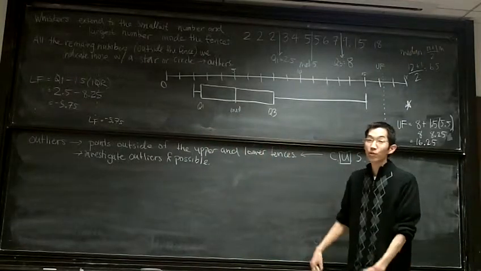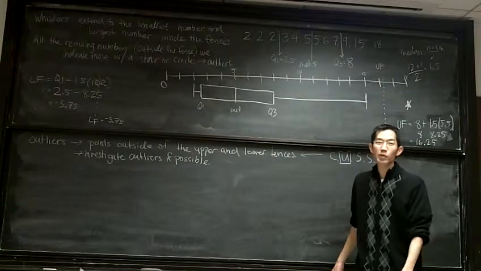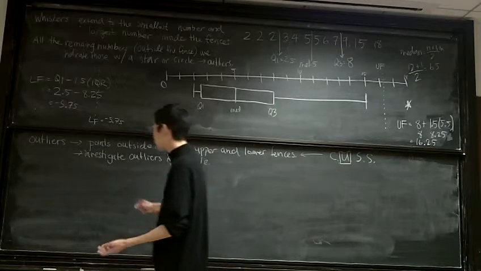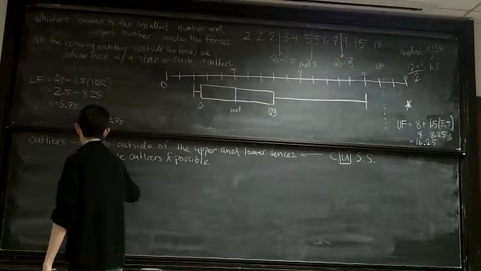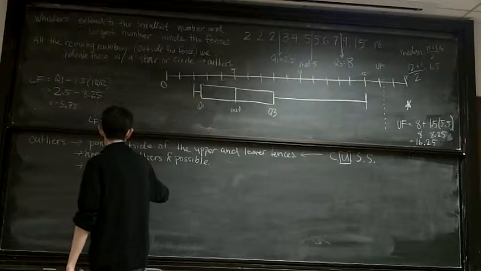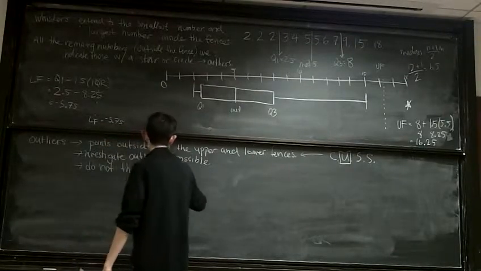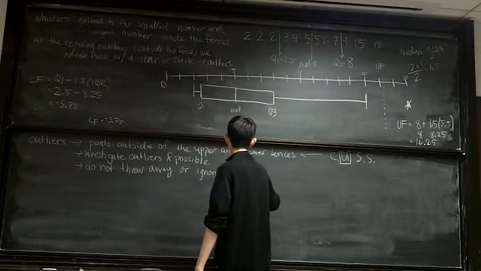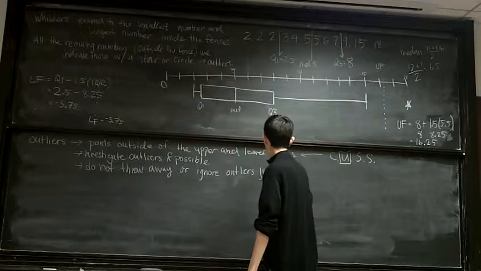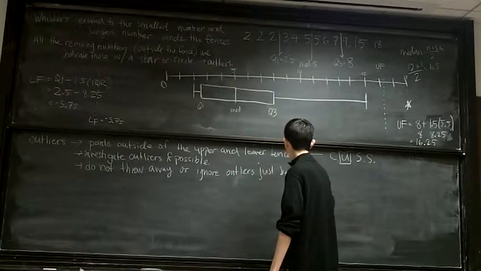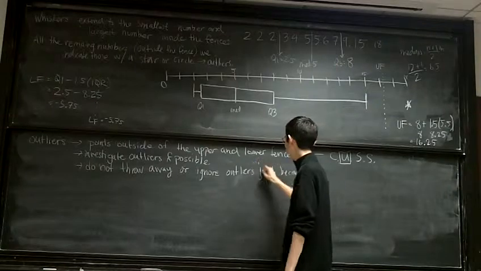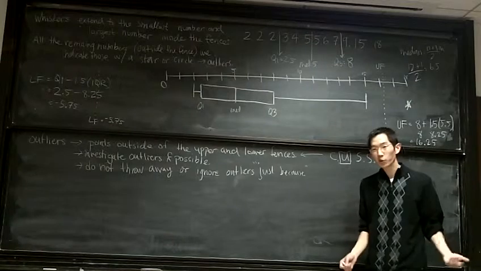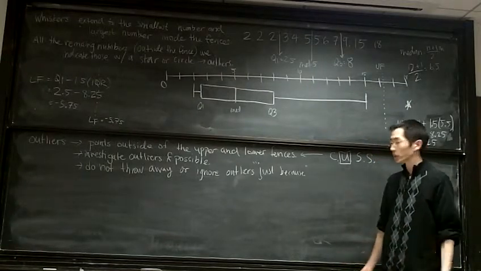Okay. Never throw away an outlier just because, okay? Sometimes an outlier is inconvenient and throws off your results, okay? But you should never throw it away just because, okay? Do not throw away or ignore outliers just because. Okay, so investigate. If there is a justifiable reason to remove this point, then you can. But you shouldn't throw it away just because, okay?